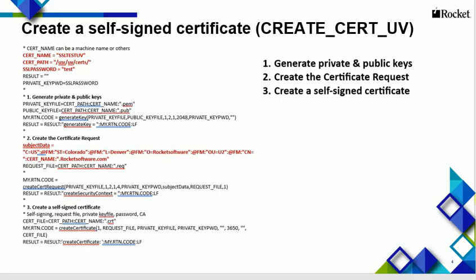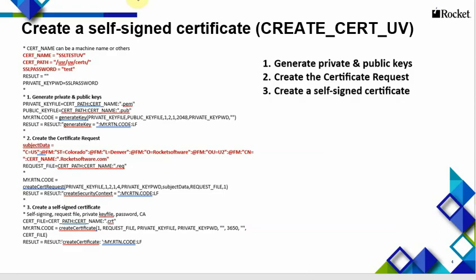Here is just one of the BASIC programs, called create c_crt_uv. This program basically has 3 steps. Step one will generate the private key and public key. Then the second step will create the certificate request. The last step will create the self-signed certificate.